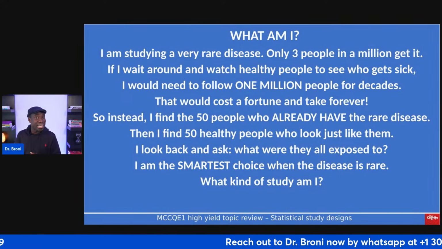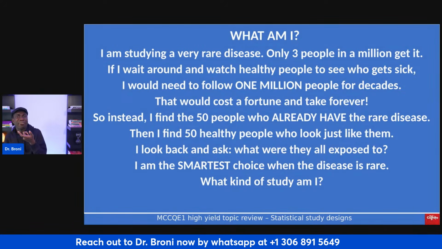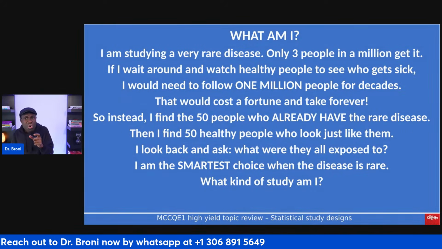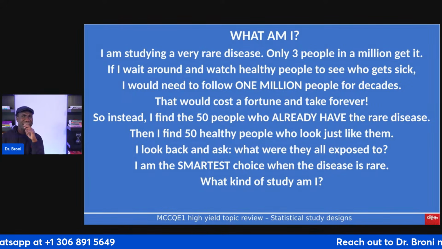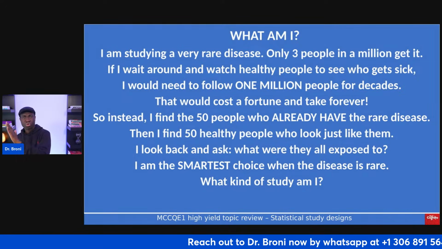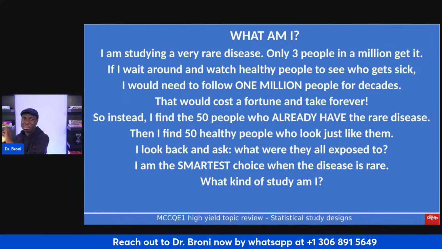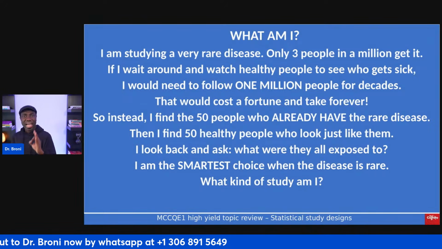So instead, I find 50 people who already have the rare disease. Then I find 50 healthy people who look just like them. I look back and ask, what were they all exposed to? I'm the smartest choice when the disease is rare. What kind of study am I?